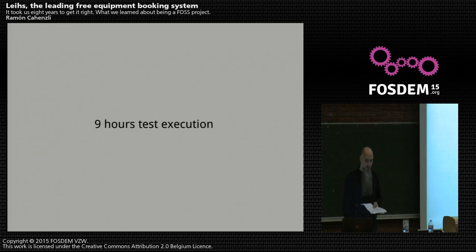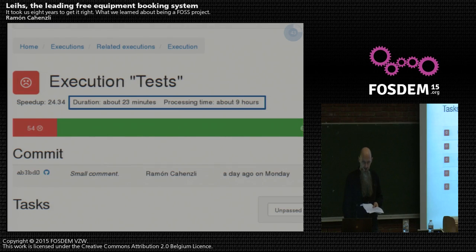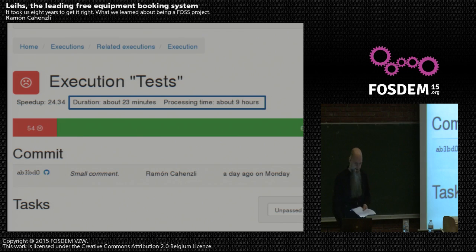Now, thankfully, a guy working on our team wrote his own CI system that does parallelized testing in his spare time. The test execution went from 9 hours processing time, as you can see there, down to 23 minutes. And this is cool because it allows us to be really lazy and we don't have to optimize our test suite at all. We just fire it at 20,000 euros of equipment and it just runs in 20 minutes. Saves a lot of time.